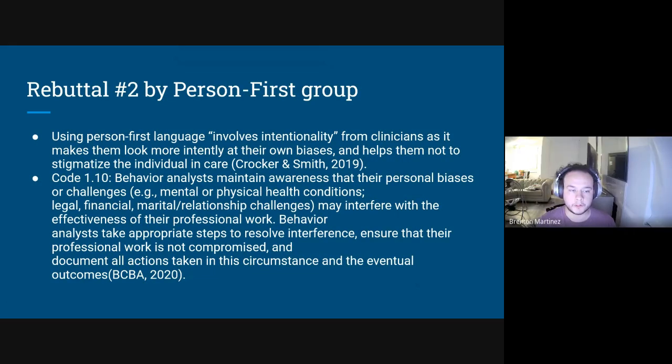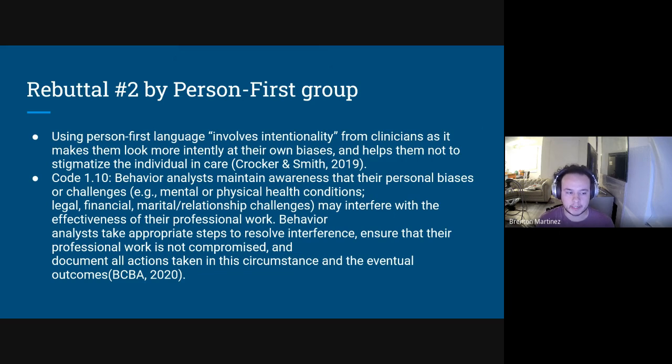When using person-first language, it involves intentionality, meaning it helps clinicians check themselves. It makes them more aware of their own biases, it helps them realize them, and it helps them not to stigmatize the individuals that they care for, such as those with autism or any other type of disability.